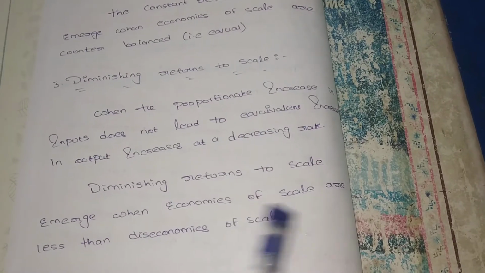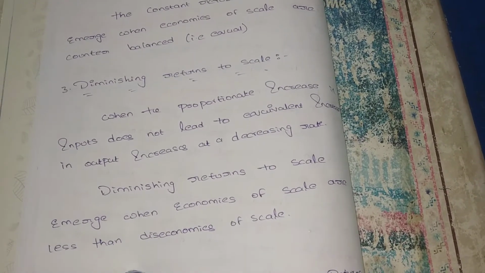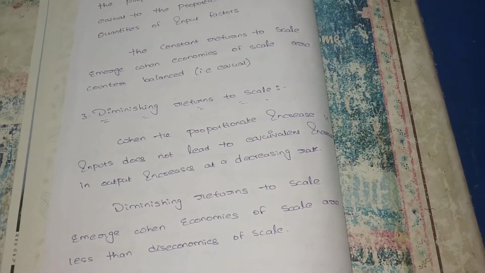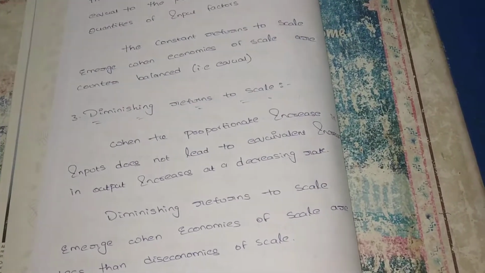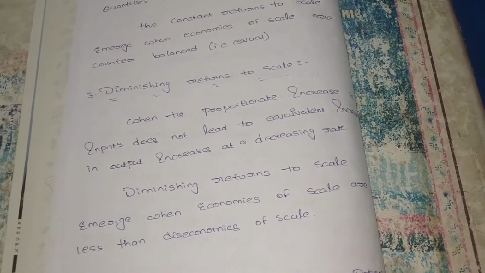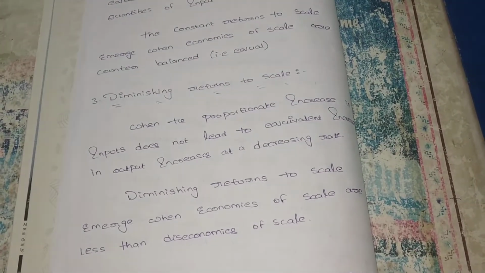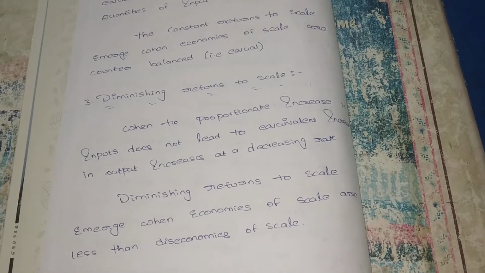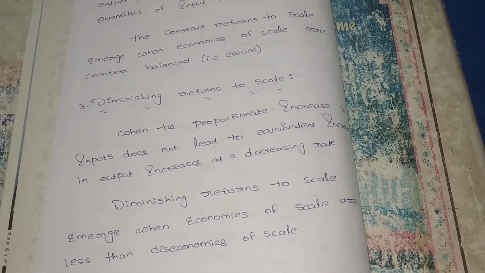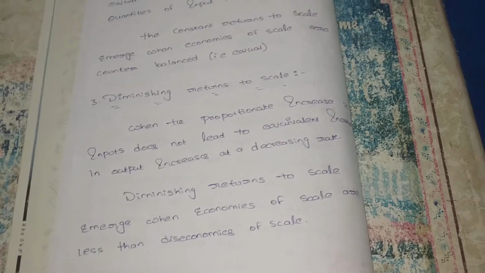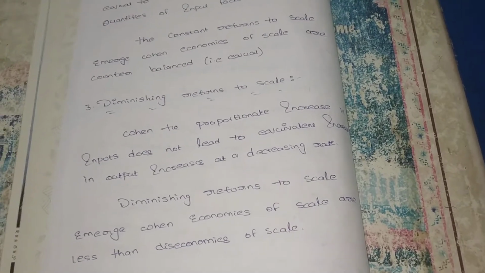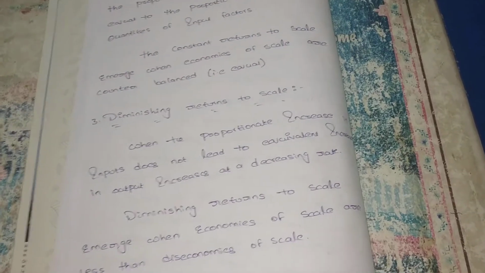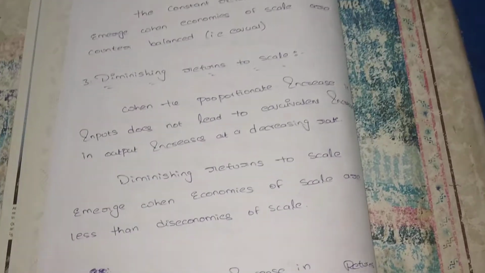Diminishing returns to scale emerge when economies of scale are less than diseconomies of scale. This means expansion is less than our diseconomies of scale. Here, our inputs increased by 10%, and the output was already 100 units. Our inputs increased to 110 units, but our output increased by only 5 units. So total output is 105, but inputs are 110. For this we can say there is diminishing returns to scale.